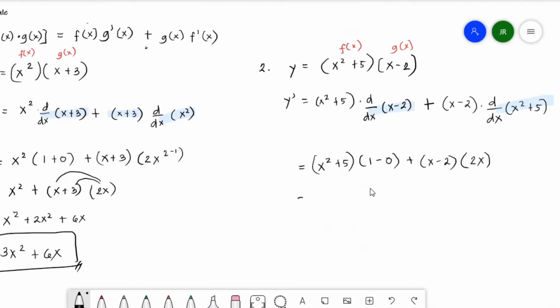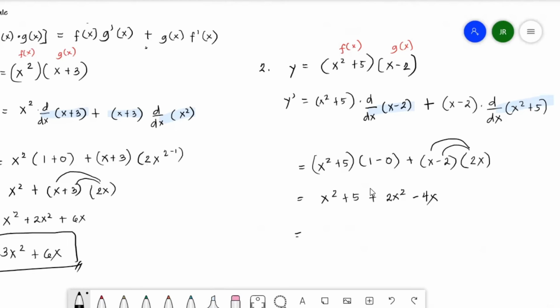Okay, then next is x squared plus 5 multiplied by 1 minus 0. This 1 minus 0 ay equal lang sa 1. So x squared plus 5 is equal to x squared plus 5. Then plus, distribute natin itong 2x kay x minus 2. So 2x times x is 2x squared. 2x times negative 2 is negative 4x.